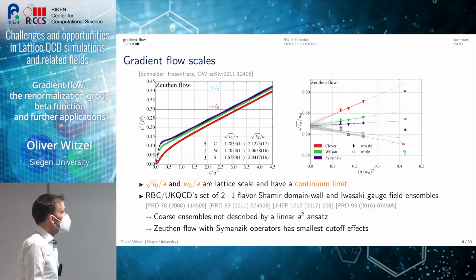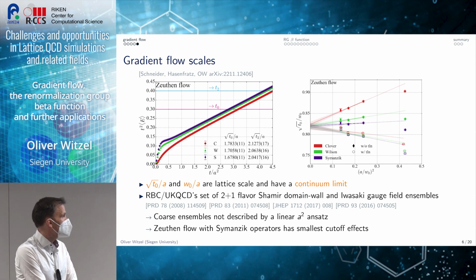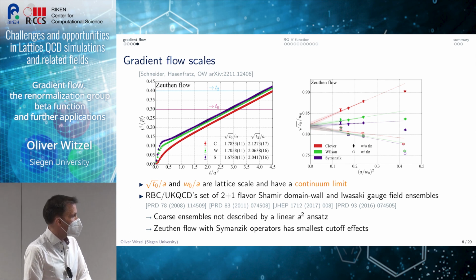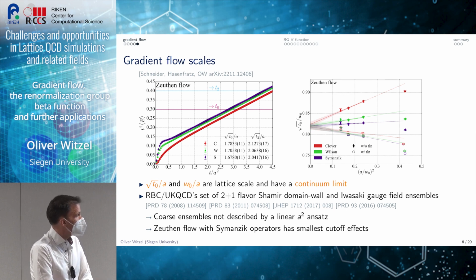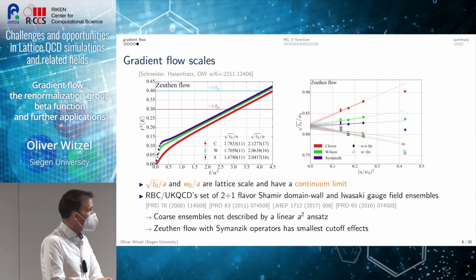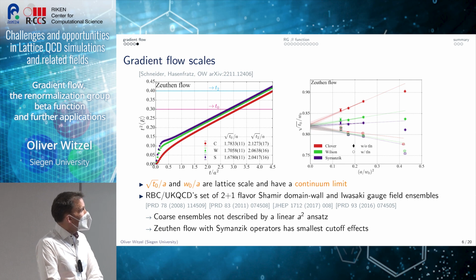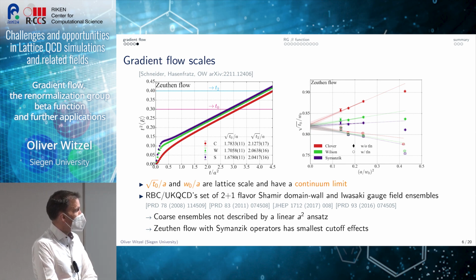What I'm showing on these plots here are the set of RBC/UKQCD's 2+1 flavor Shamir domain wall fermion and Iwasaki gauge field ensembles. We basically repeated this for the coarse lattices, the medium, the fine, and the very fine, which has some other properties. What you then find is that the linear scaling behavior in a squared is not really met by the coarsest lattices. But on the other hand, you observe that the approach to the continuum is flattest, with the smallest amount of discretization errors, for the Zeuthen flow with clover operator.